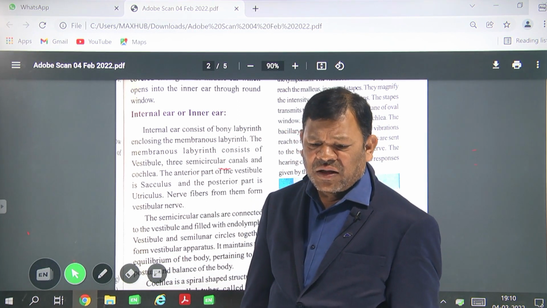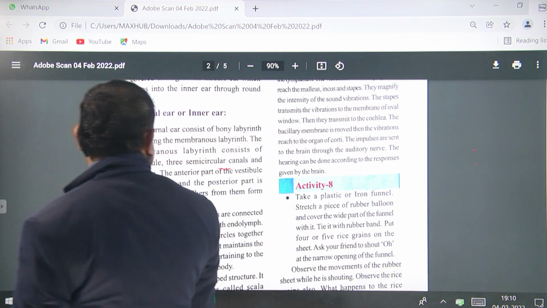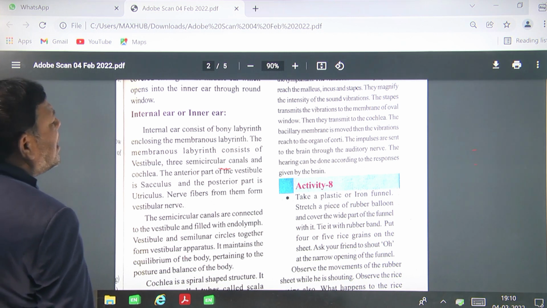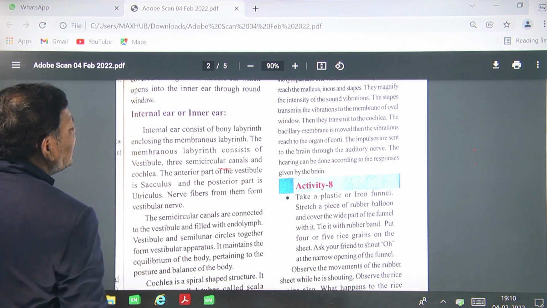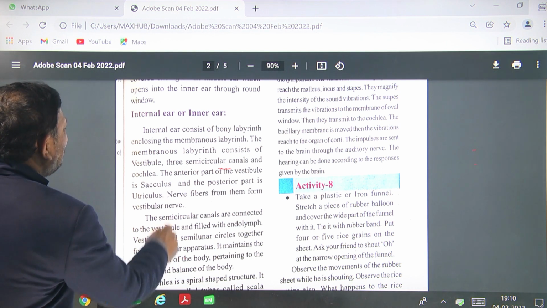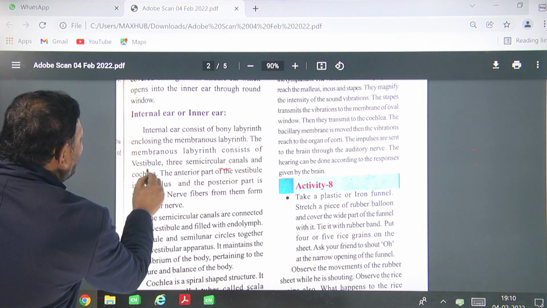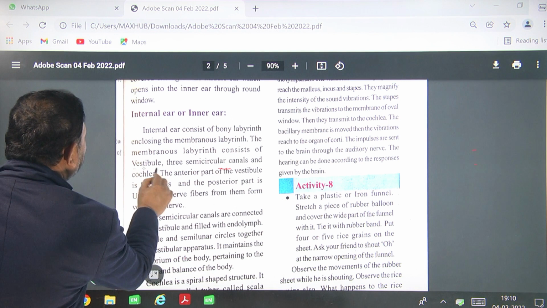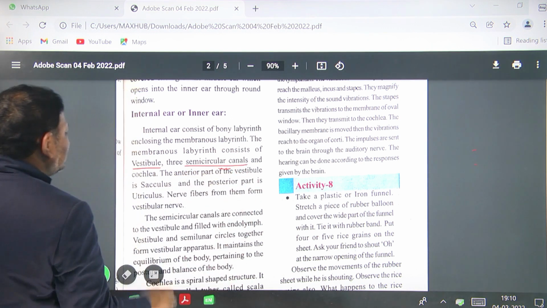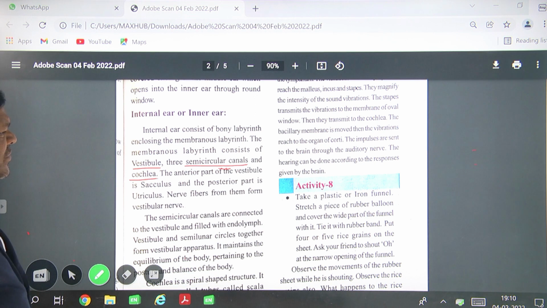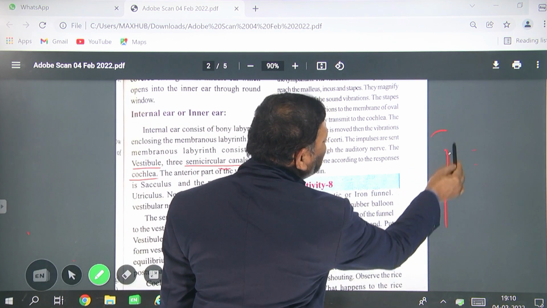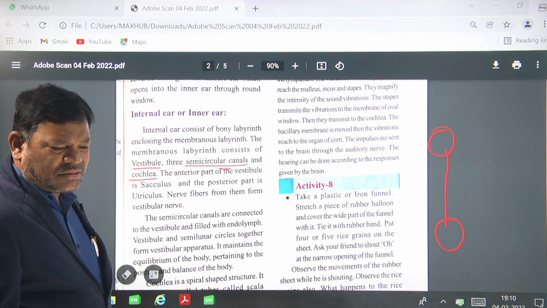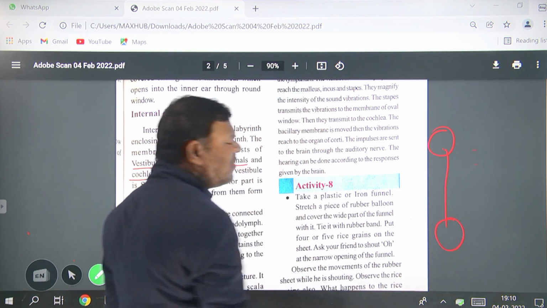Now, the internal ear consists of a bony labyrinth enclosing the membranous labyrinth. The membranous labyrinth consists of the vestibule, three semicircular canals and the cochlea. The top one is the anterior part, and the end one is the posterior part.